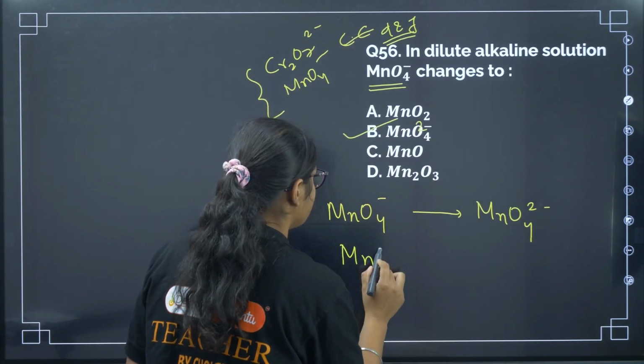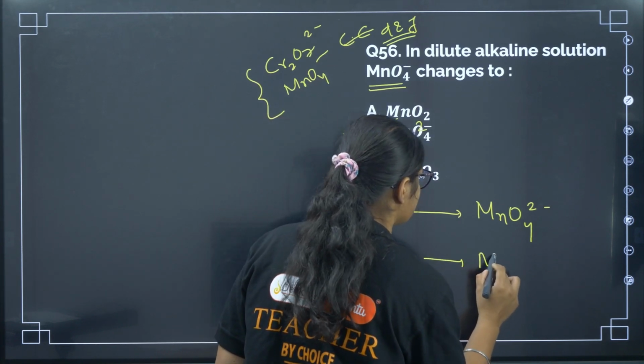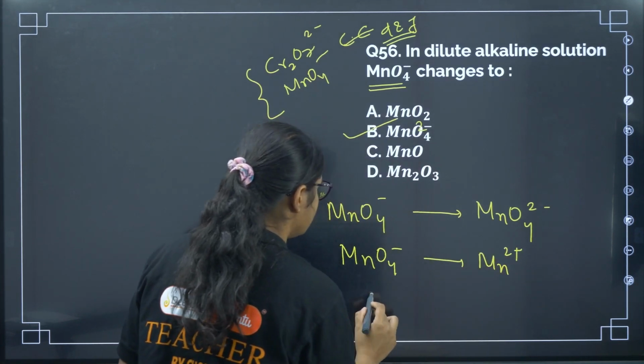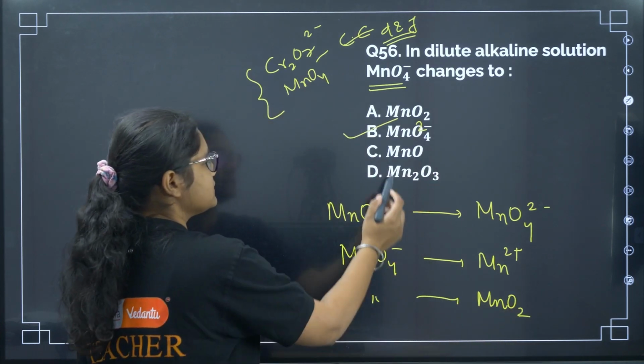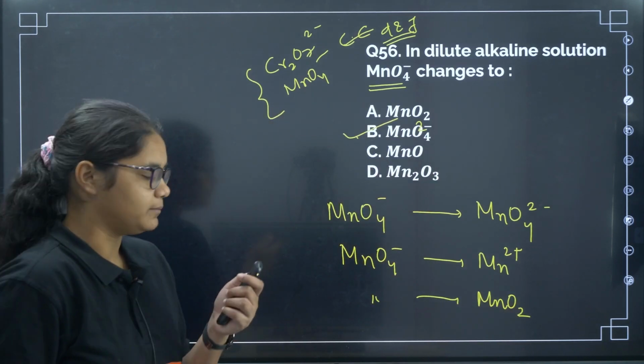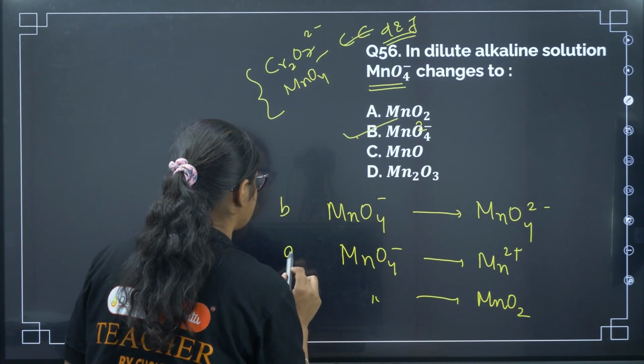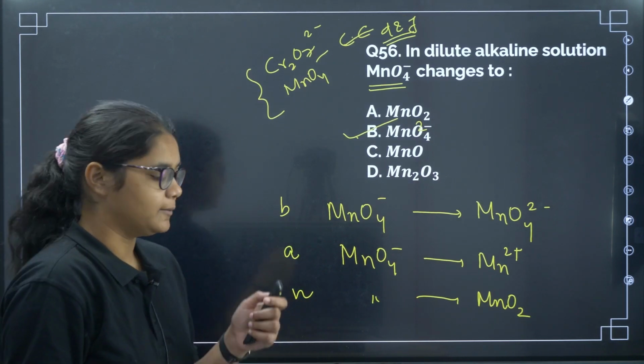And in the acidic medium, what happens? In acidic medium, it gets converted to Mn2 plus. And in neutral medium, it gets converted to MnO2. So the correct answer for this question will be option number B. So this is in basic medium, this is in acidic medium, and this is in neutral medium.